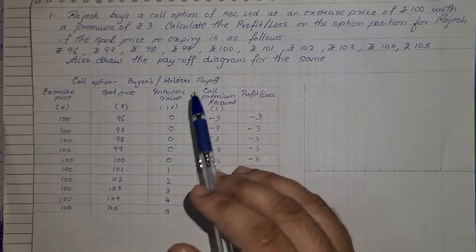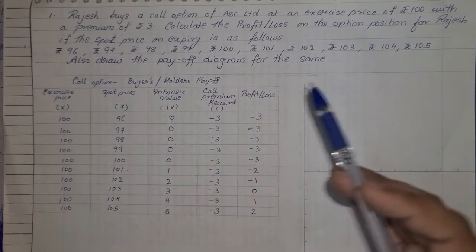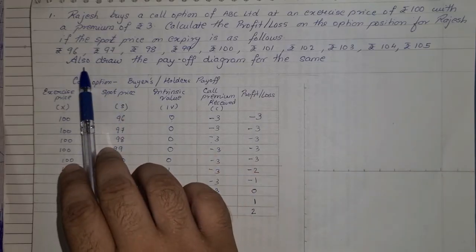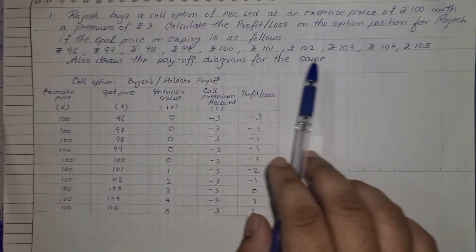Now, let us see how we can present the same thing in a diagrammatical form, because they have also told us to draw the payoff diagram for the same.